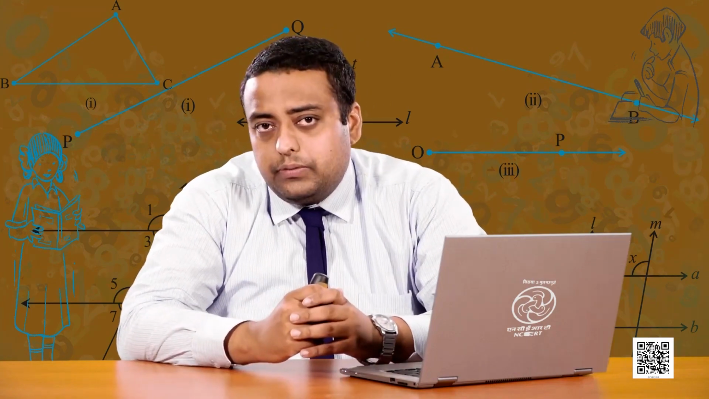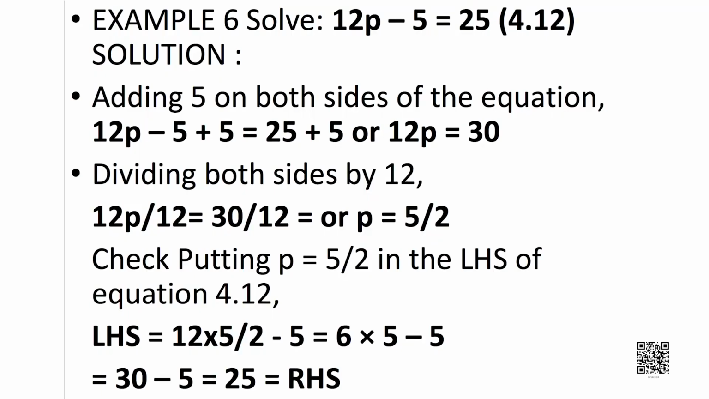See this example, students. The equation is 12p minus 5 is equal to 25. Now, to solve it, what will we do? We will add 5 on both the sides of the equation, which will bring us to 12p minus 5 plus 5 is equal to 25 plus 5, or 12p is equal to 30. Now, we will divide both sides by 12. Therefore, 12p divided by 12 is equal to 30 divided by 12, or p is equal to 5 by 2.